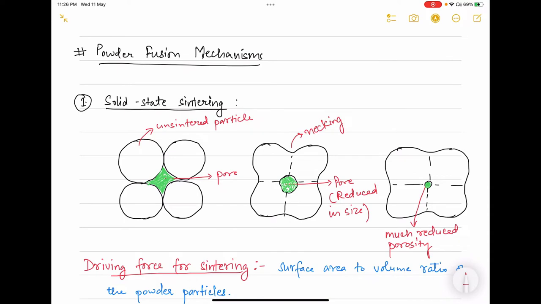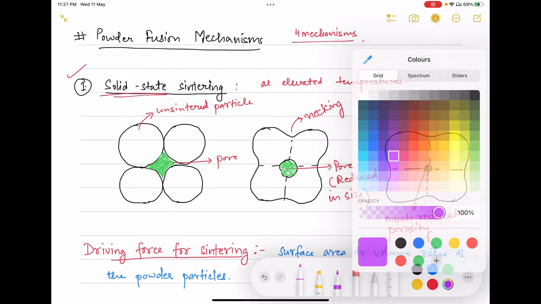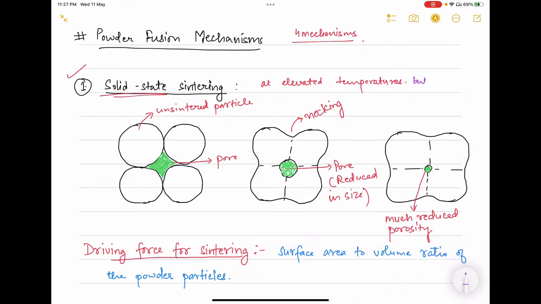Now let us see the various mechanisms of powder fusion. We have a total of four mechanisms. Let us start with the first one. First is solid state sintering. In this, the particles are fused together in their solid state only, but at elevated temperatures. So this is basically fusion of powder particles at elevated temperatures but without complete melting. It is to be noted that it is at elevated temperatures, but without melting.